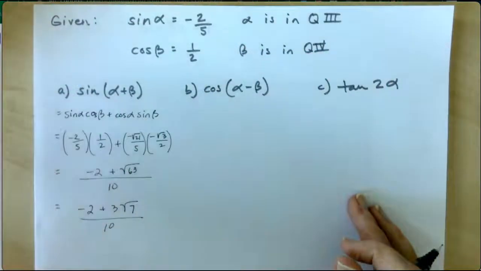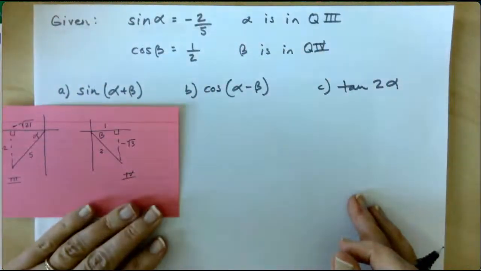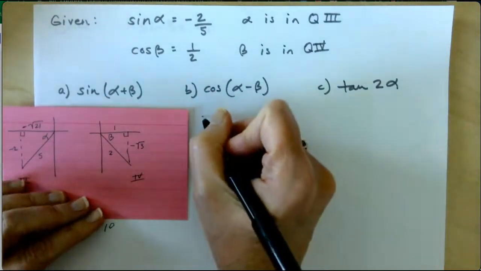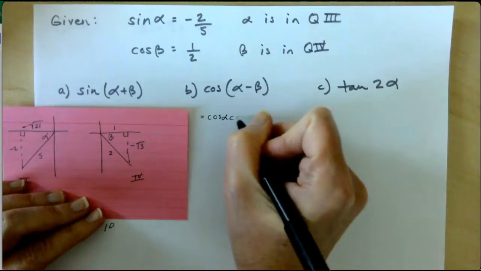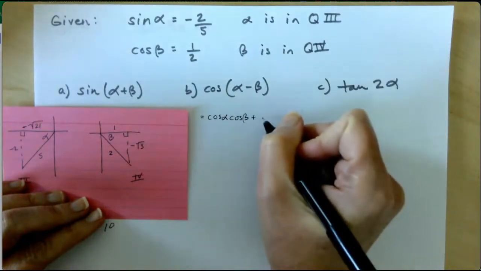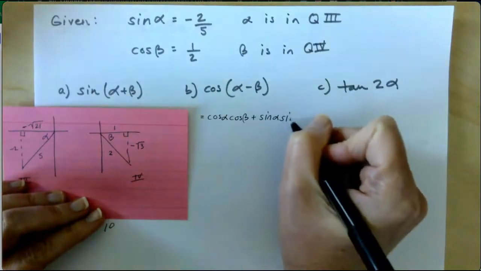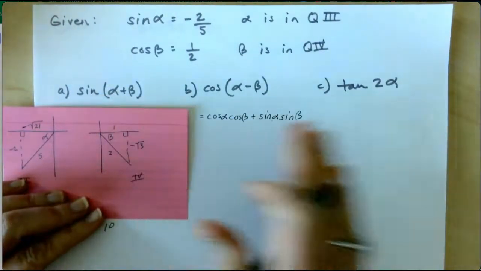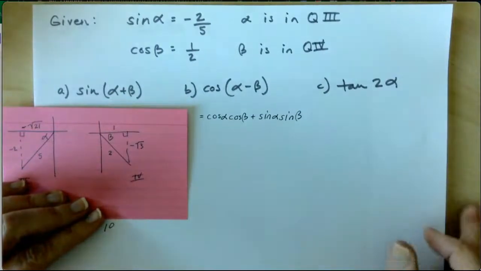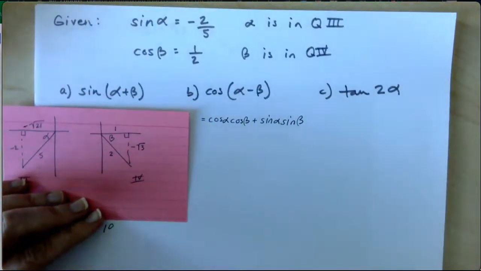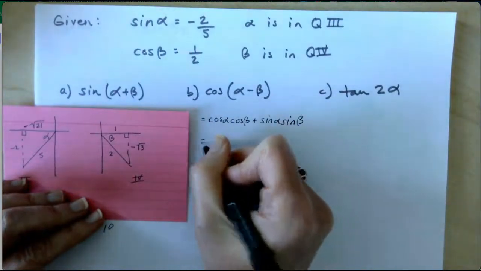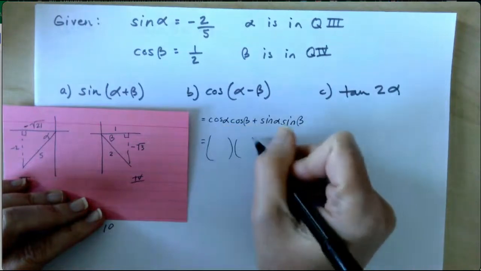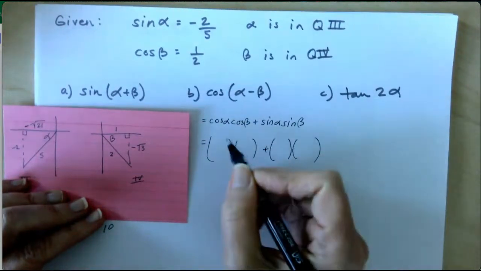We're moving on to the cosine of a difference, still using the same diagrams here. Cosine of a difference is cosine alpha, cosine beta, plus sine alpha, sine beta. Just a reminder that sum formulas, difference formulas, double angles, and half angles you are responsible for. So double angles, half angles I will give you. So now I'm going to make my substitutions here.